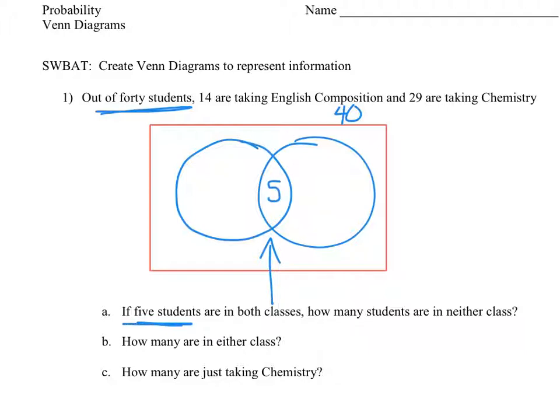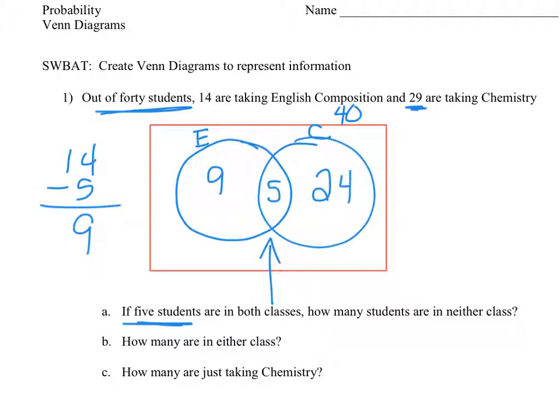This is going to be my English, and this is going to be my chemistry. This circle right here is all the people that take English, so the total number of people in this should be 14. I already have 5, so this one should be 9, or 14 minus 5, because this overlap already counts towards the people taking English. We have 5 people here already in chemistry, so there should be 24 because there's 29 total. If you add both of these together, this whole circle represents the 29 people taking chemistry.